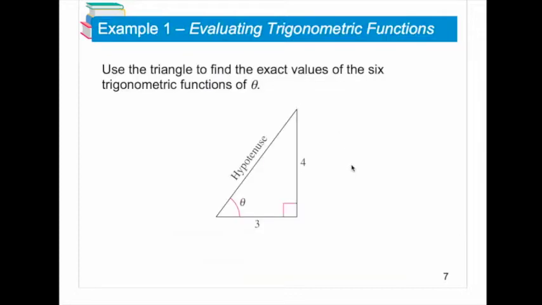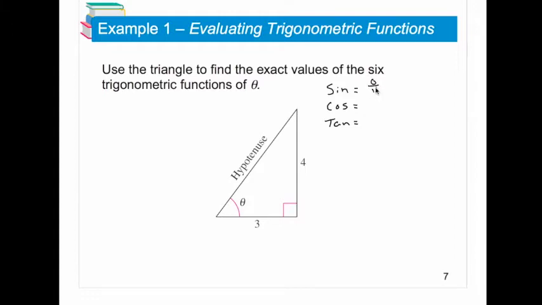Let's continue. Use the triangle to find the exact values of the 6 trigonometric functions of theta. Alrighty, seems easy enough, right? Well, the 6 trig functions, okay, let's start with the easy ones. Sine, cosine, and tangent. We know that if we can get those, we can easily get the other ones because it's just reciprocals. Now let's remember what we're supposed to be doing here.